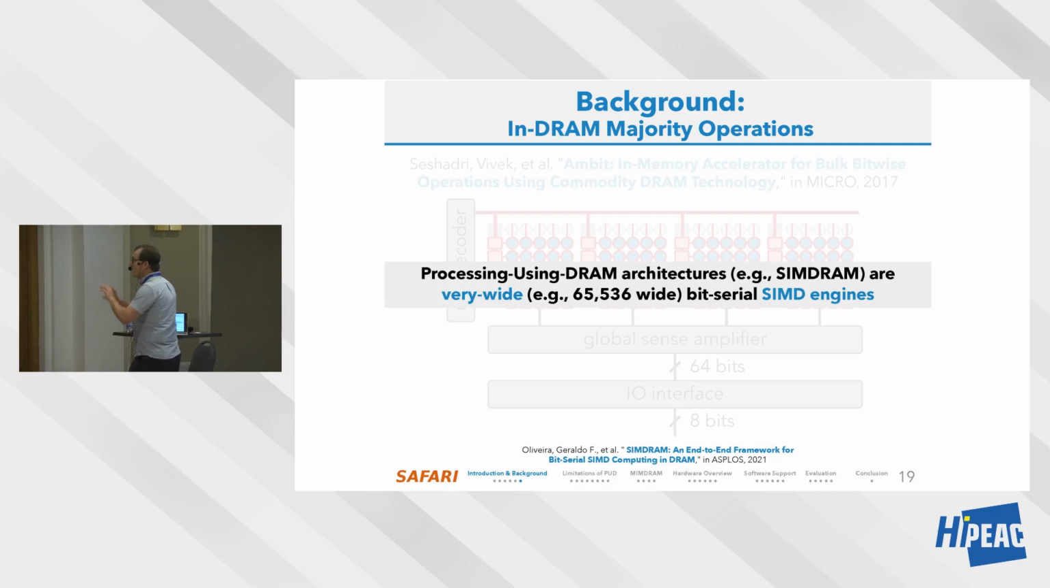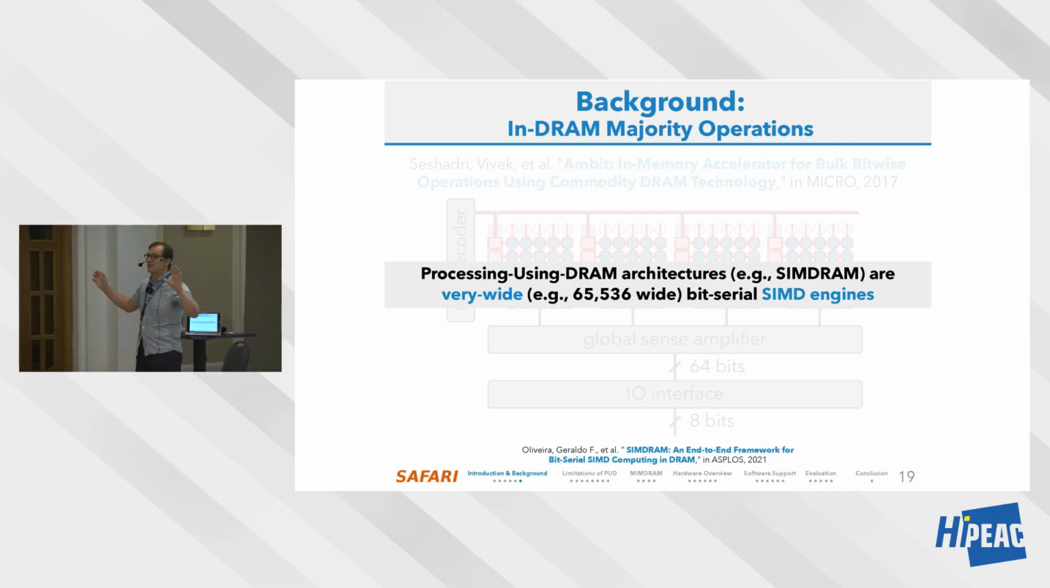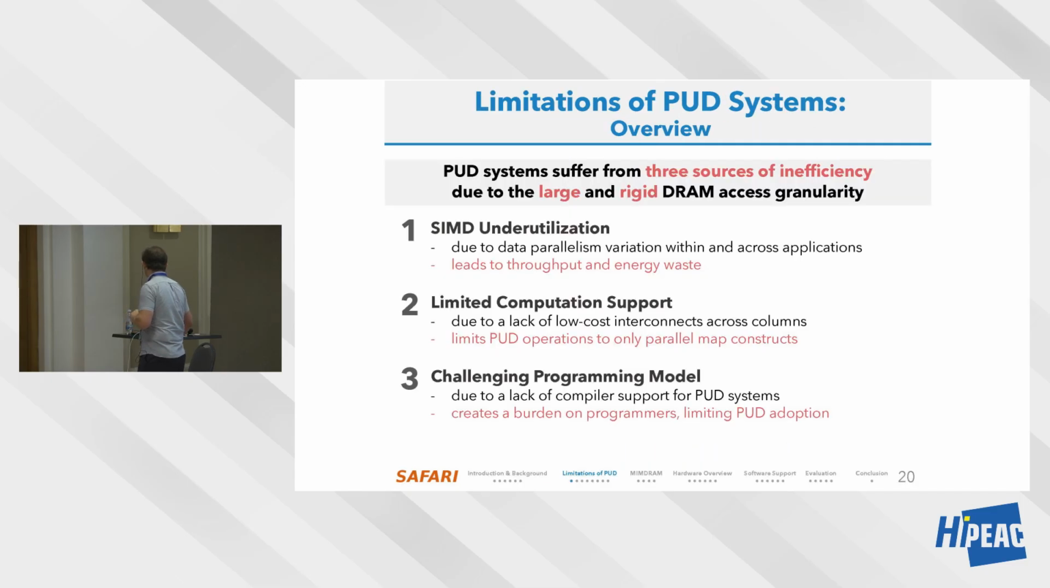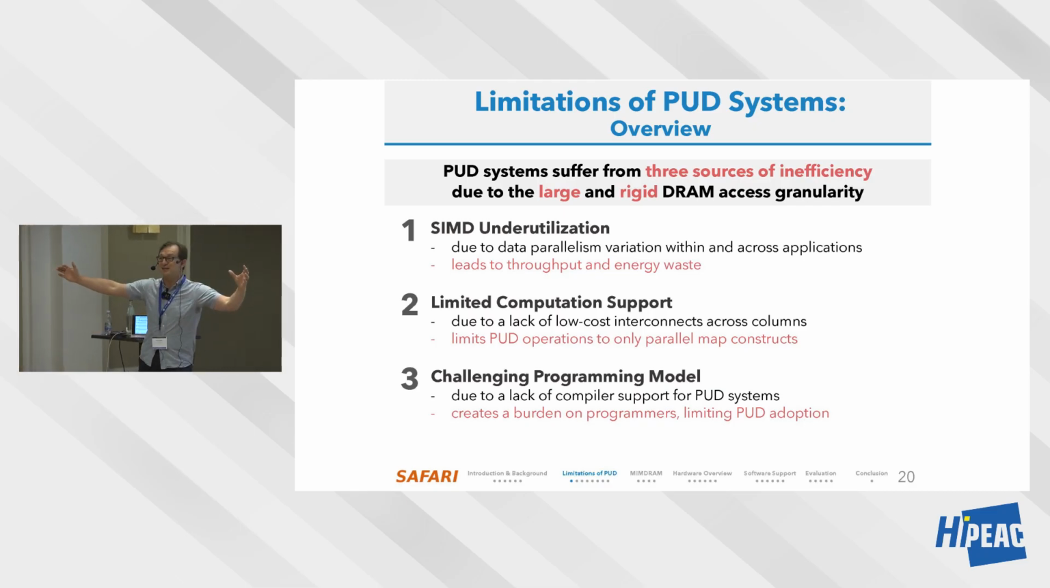Essentially, it's a very wide SIMD engine, 64K bits, if you will. Depends on the DRAM design, of course, but 64K bits is very common. So this is quite a large and rigid granularity, and this leads to underutilization. Because there are some workloads where you want to activate only 512. Some other workloads you may want to activate 64K if you have that much bit-level parallelism. There's also limited computation support.